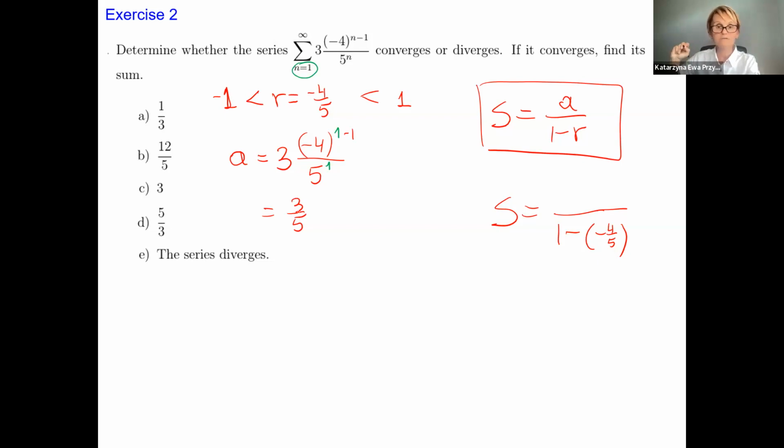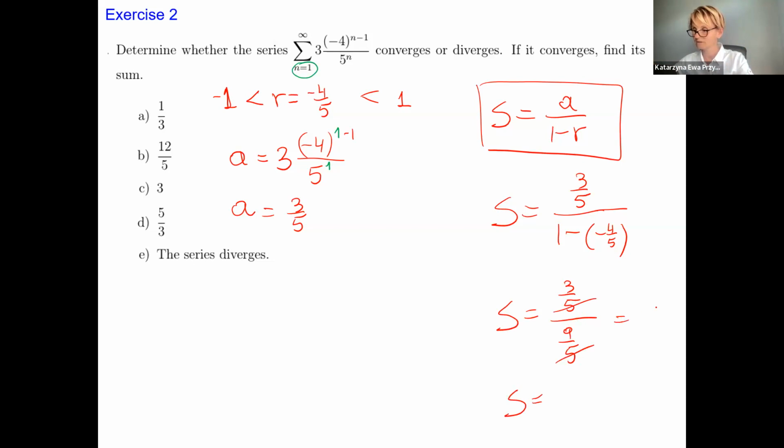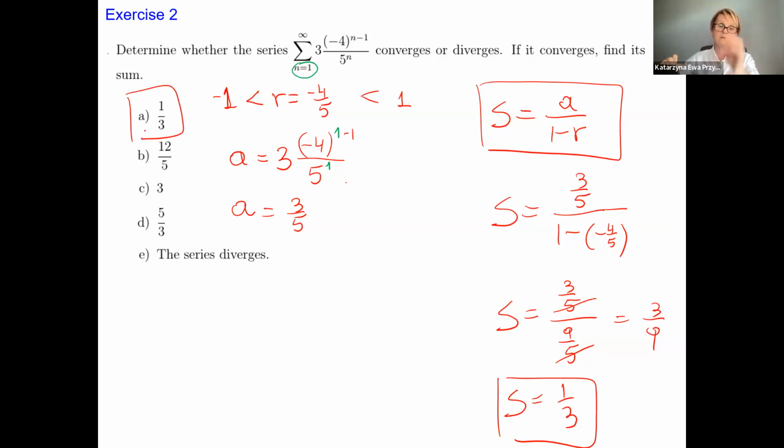Oh, it is negative. Let's check. No, I think it's positive, right? Positive. Rishabh, please confirm that it's positive. Unless I'm doing something wrong. No, it is 0, 3/5. And then 3/5 over, we will be adding, 9/5. That gives 1/3, because this will be 3/9, 1/3. Yes, that's what happens when we ask for the sum of the geometric one. Good. Exercise number 3.